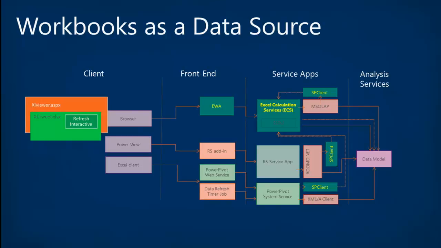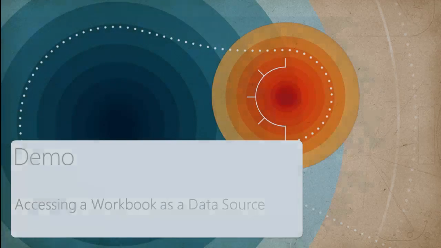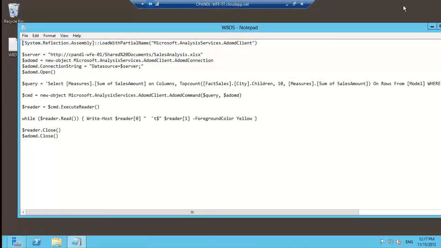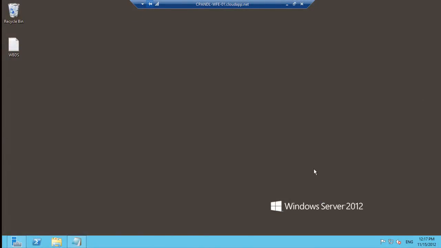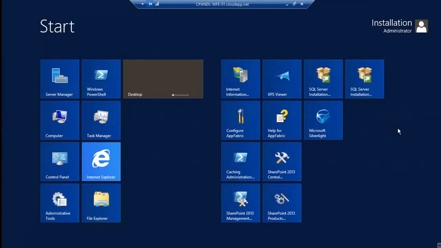Workbooks as a data source is one of the key features in PowerPivot for SharePoint. How does it really work? Before I go in here, let me switch to my demo so it's more effective, more inspiring, to show you this for real. I'm going to go into PowerShell here in this computer. I'm now directly on my web front-end server, by the way. And I'll bring in the management shell.